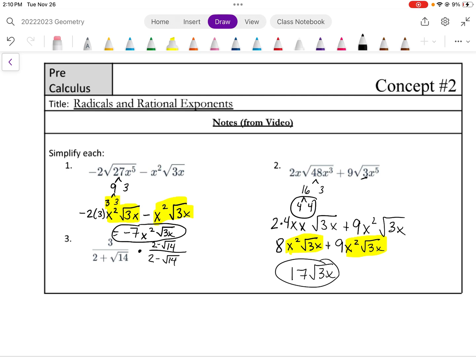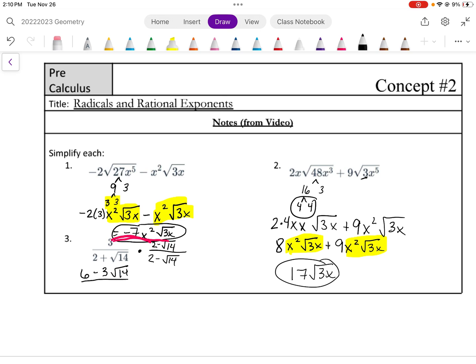So I'm going to do the top first. The top is pretty simple. I'm going to take my 3. I ran out of room there, but I'm going to take my 3 and I'm going to distribute it to these two. So I would have 6 minus 3 square root 14.